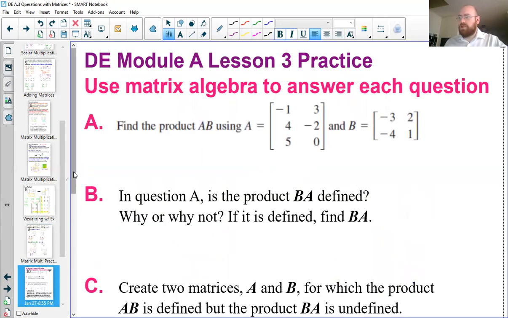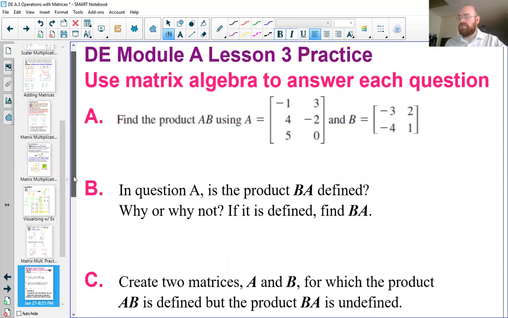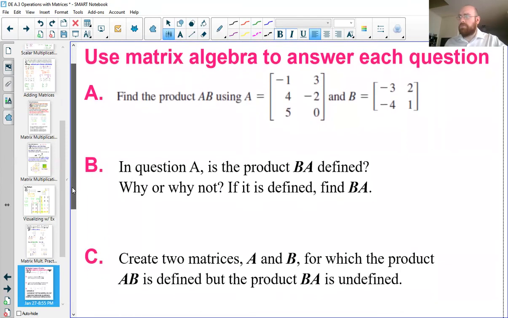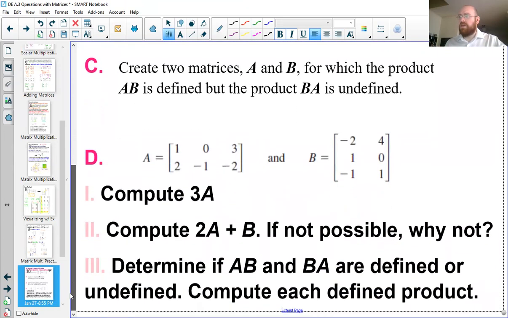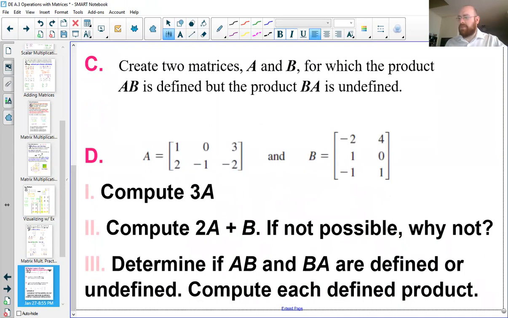But mainly, here are some practice questions. So we want to use matrix algebra to answer each question. So A and B are related. Then C is separate, and D has some additional parts related to two different matrices.